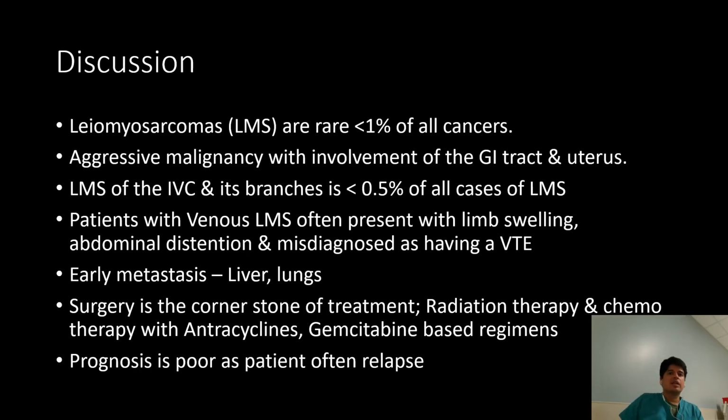A quick discussion on leiomyosarcomas. It's rare. It's less than 1% of all cancers. And up to 0.5% of leiomyosarcomas can involve the IVC and its branches. Because of this rareness, there's no real definitive treatment or management strategies laid out for this particular type of malignancy. The diagnosis is often delayed because they have very non-specific symptoms and often get misdiagnosed as a venous thromboembolism, like in this case. They metastasize early and the prognosis is usually poor.